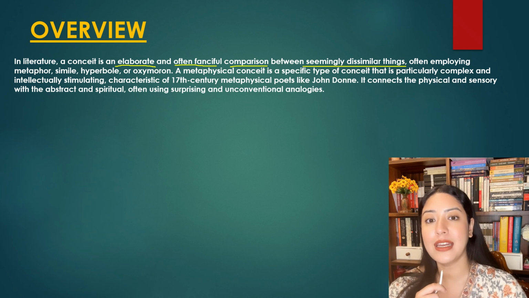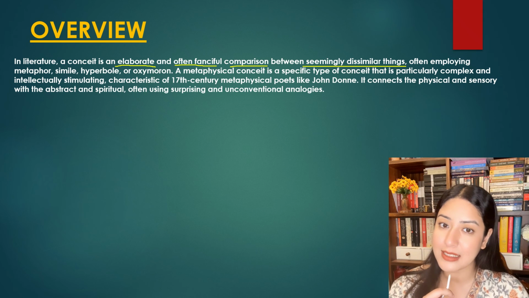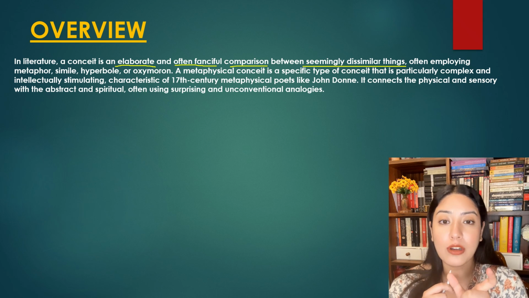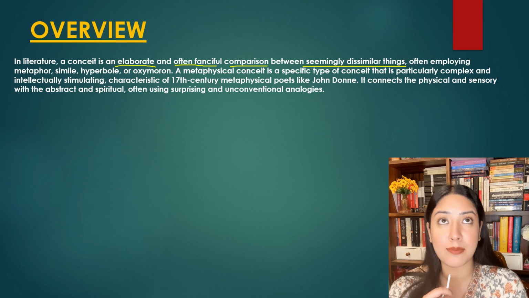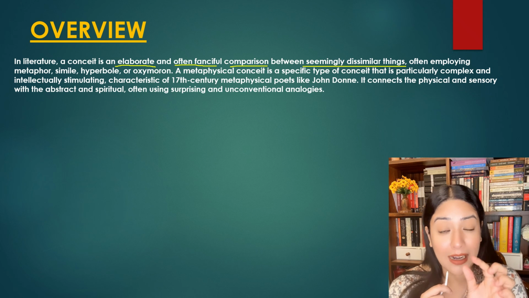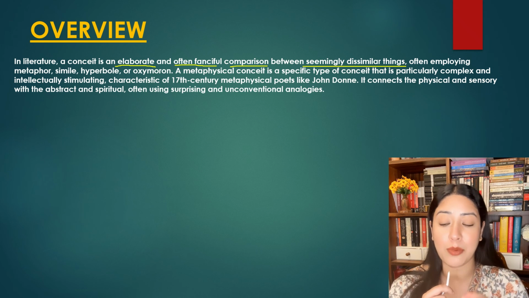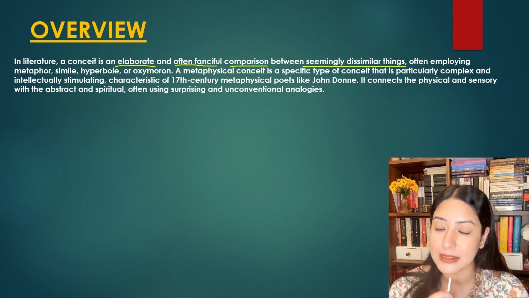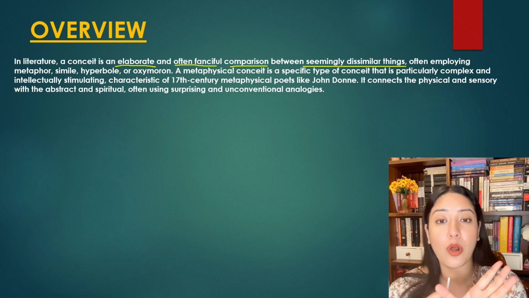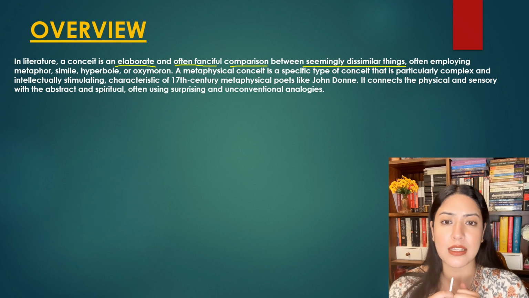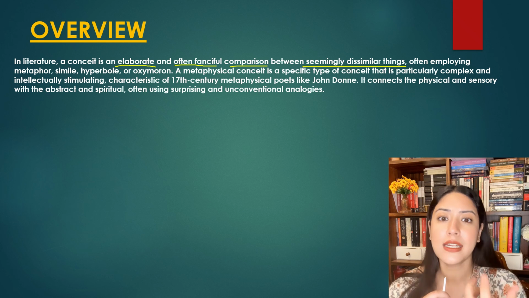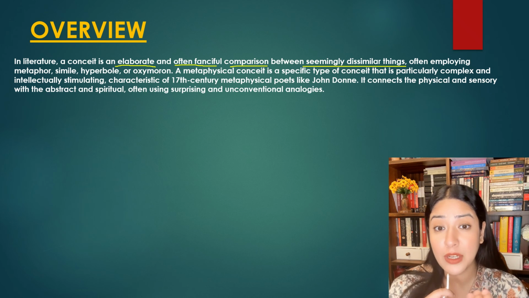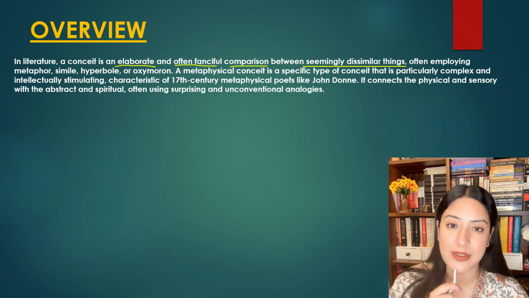Now, how is it different from a metaphysical conceit? A conceit is a broader term, where you're talking about dissimilar things. Remember in my fable, allegory, and parable video, I told you that allegory is a broader term, and under it you have specific types of allegories, which are fables and parables. Similarly, conceit is a broader term, a comparison between different things. You also use simile, metaphor, hyperbole, and oxymoron to create conceits. Now, you have specific types of conceits known as metaphysical conceits.